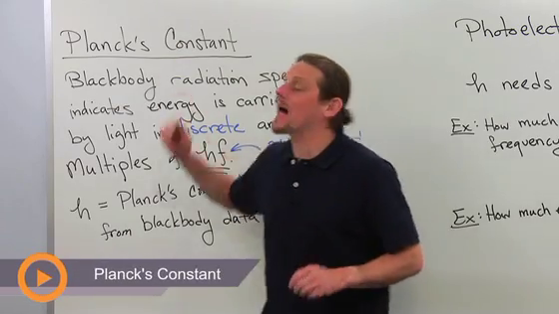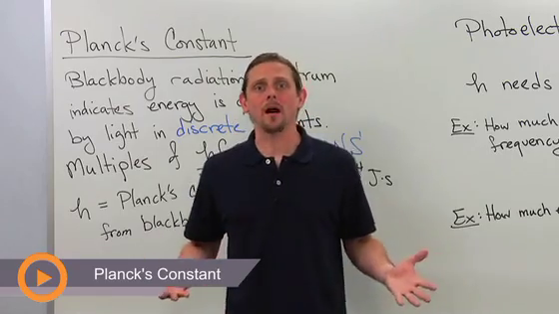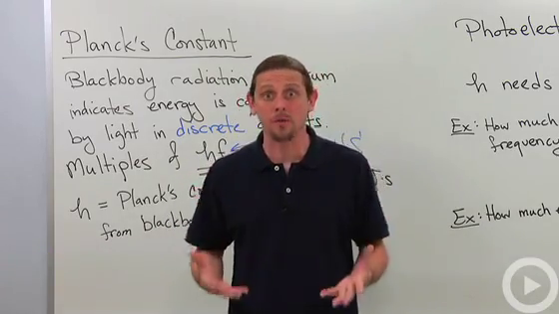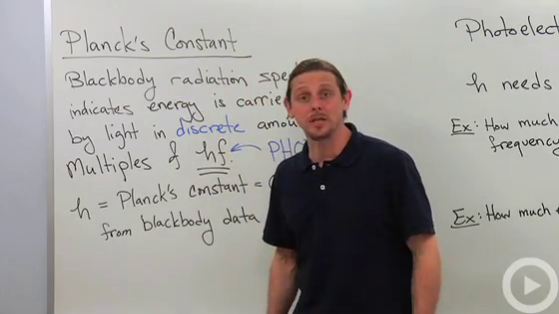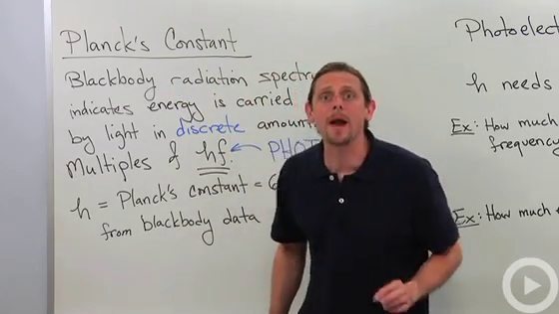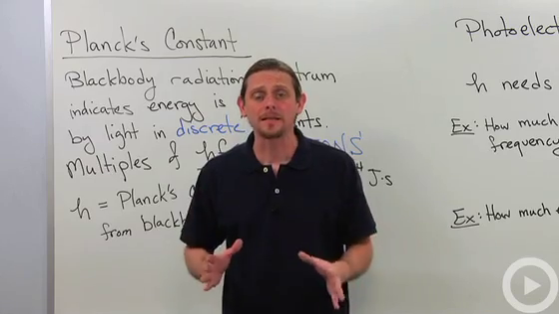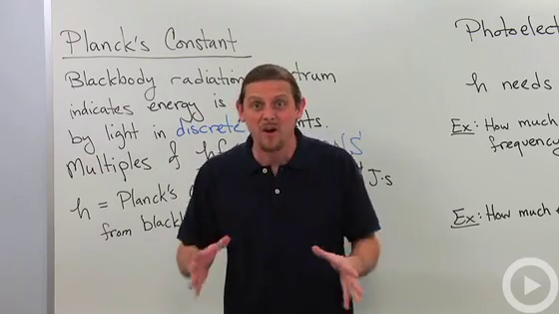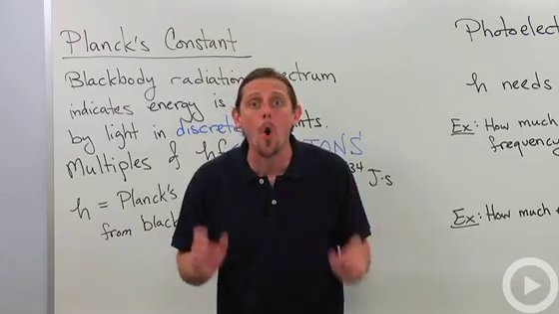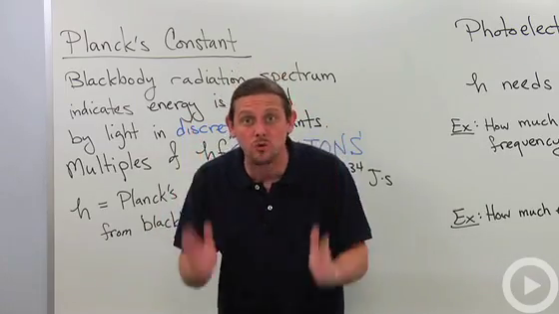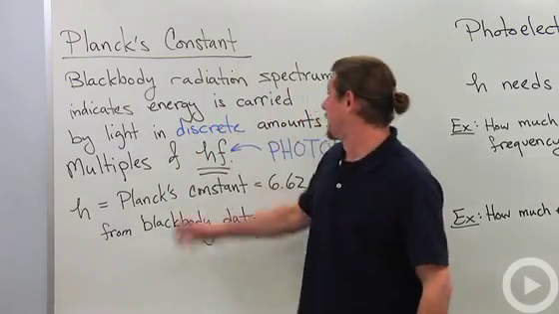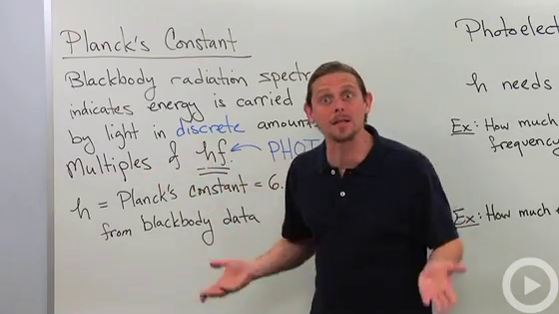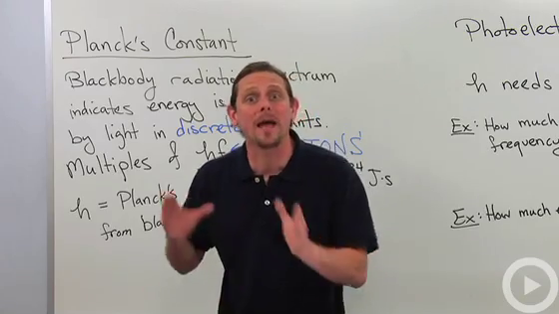So let's talk about Planck's constant. What is Planck's constant? Well, Planck's constant is a number that comes out of measurements of the blackbody radiation spectrum. The blackbody radiation spectrum indicates that if you've got light with a certain frequency, the energy carried by that light can only be carried in discrete multiples of h times f, where this h is Planck's constant. And again, we measure that from experiment.